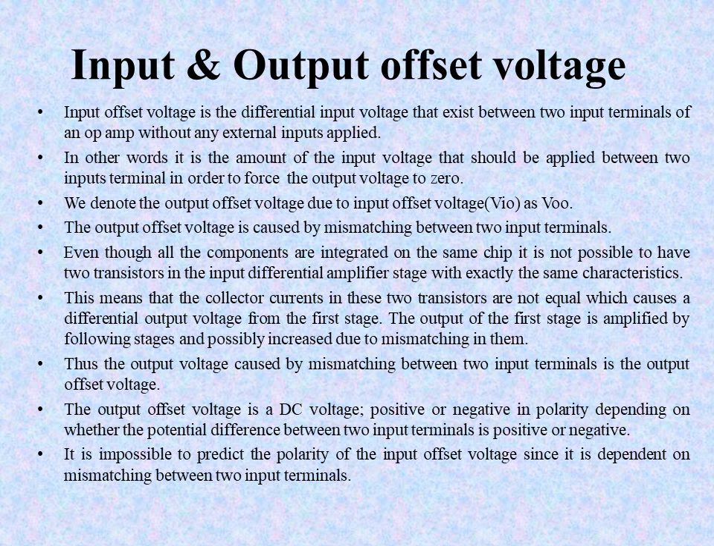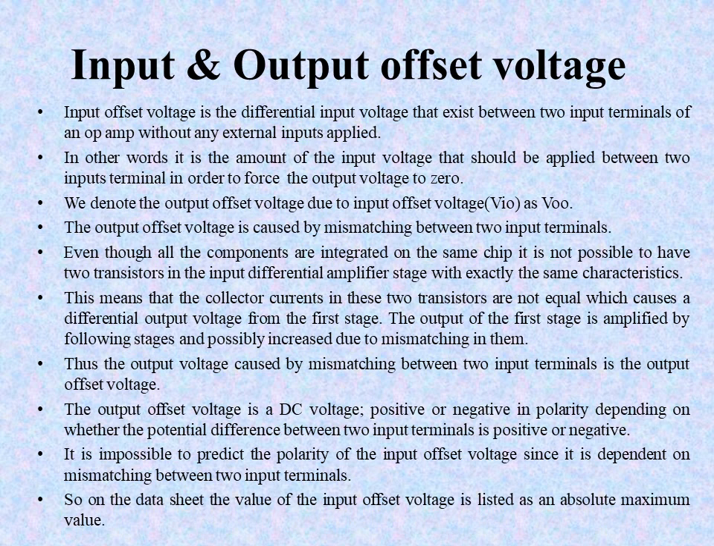Now we have discussed input offset voltage and output offset voltage. Now we will see how we can reduce it, and what measures we can take to eliminate it so that it does not affect our actual results. Generally, in the data sheet provided by the manufacturer, only the maximum value of the input offset voltage is given. It is not written as positive or negative because we cannot predict it.